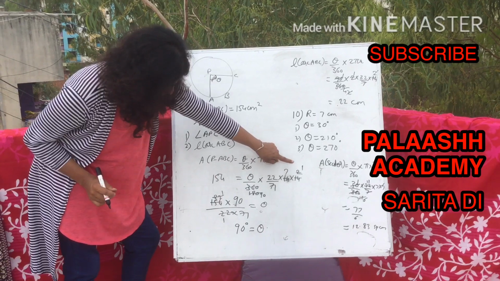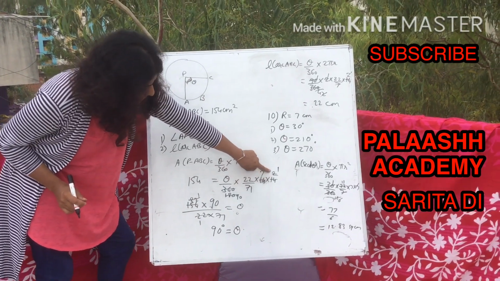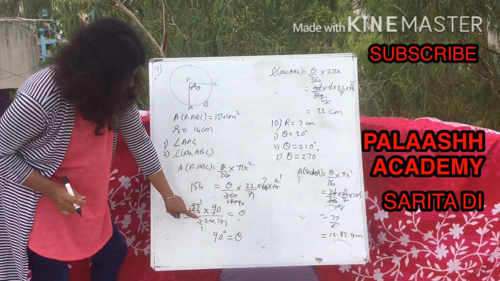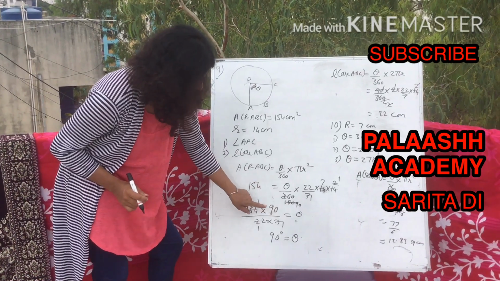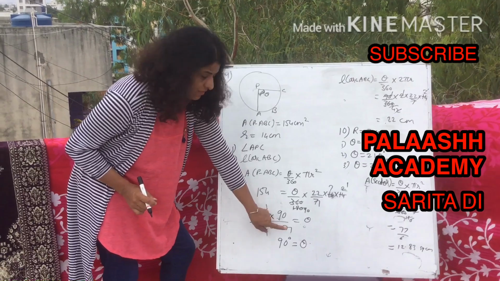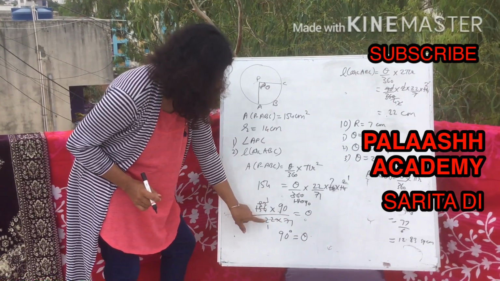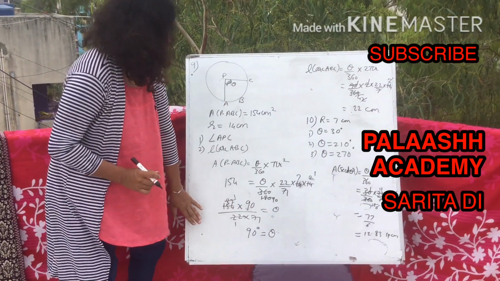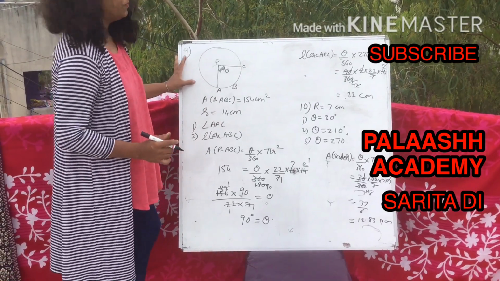Then 7 1s are 7, 7 2s are 14, 2 1s are 2, 2 90s are 180. So for 154, this 90 is multiplied here, and 22 upon 7 comes down. So 22 multiplied by 7 is nothing but 154. These two get cancelled and it comes to 90 degree. So theta you have calculated is 90 degree.